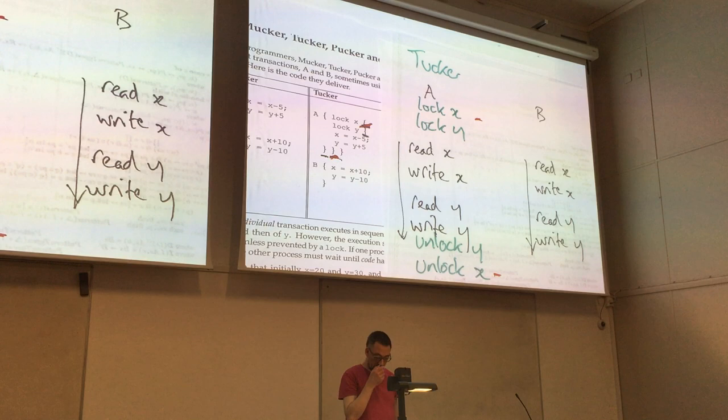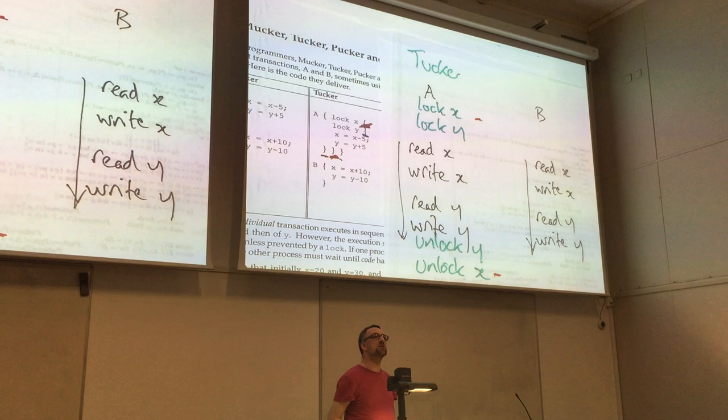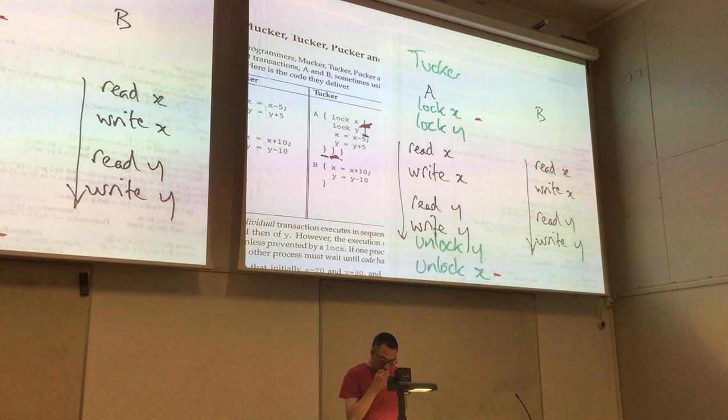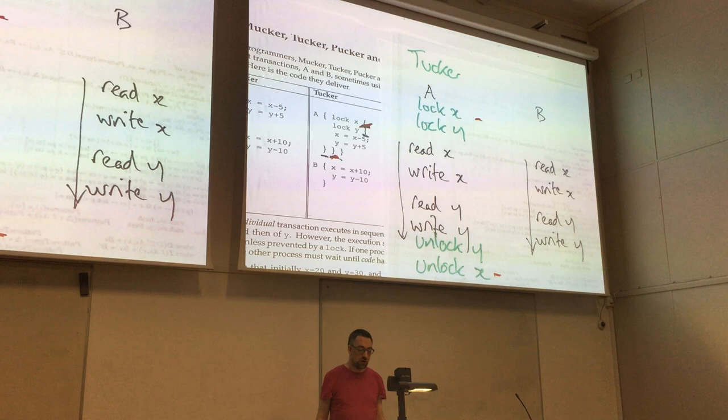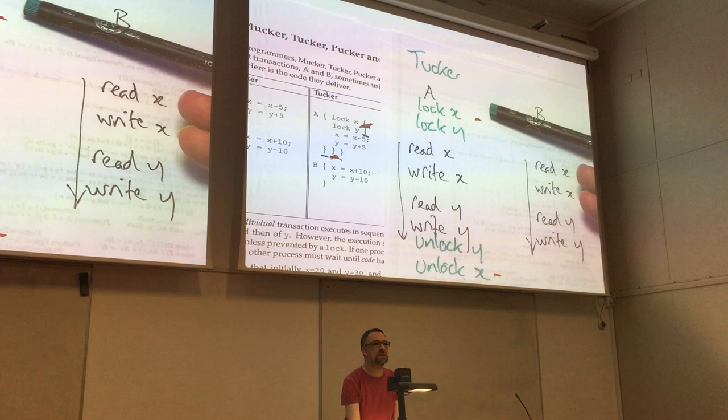Okay, so the rules are that once a lock instruction has been executed successfully, no other process is allowed to access the locked variable. Okay. So then the question of what Tucker's process can do, what Tucker's programs can do, boiled down to where, you can see, B wants to read and write X and Y. So once Tucker's A process has successfully taken both locks, B won't be able to do anything.